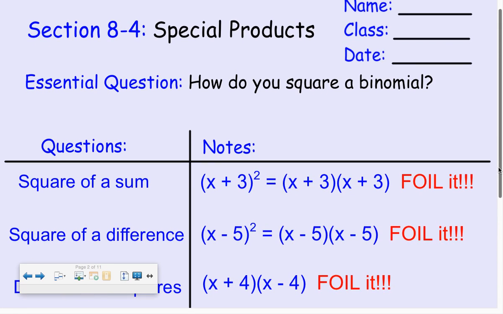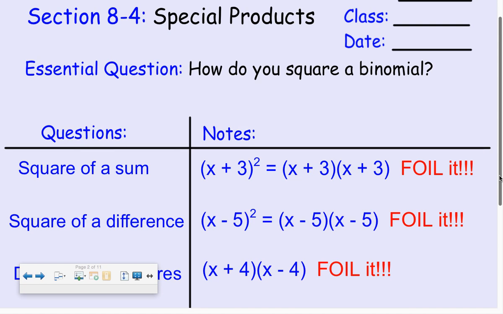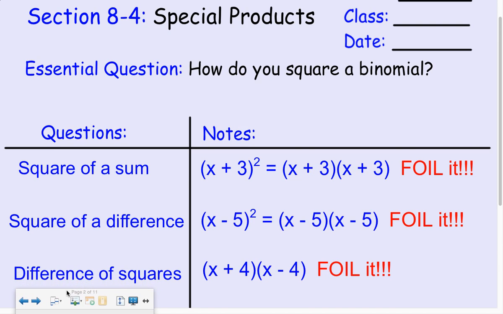Section 8.4 Special Products. Essential question: How do you square a binomial? In this lesson, we're going to have different binomials that are squared. For example, square of a sum is this one right here. Sum meaning we are adding. So we're squaring an addition binomial.